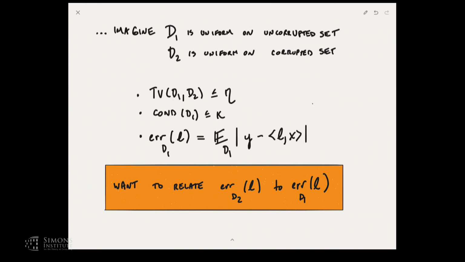Okay, so I want to prove this to you. As I said, think of D1 as uniform on the uncorrupted set, and D2 as uniform on the corrupted set. We have our bound on the total variation distance. And now I'm going to change the game on you a little bit. Instead of square loss, I'm going to look at absolute loss. I'm going to prove the lemma for you for absolute loss because the proof is even easier than for square loss. And when I do this, I also need a bound on the condition number of D1. That's kappa, the condition number of the true covariance matrix for D1. For square loss, I don't need this bound kappa, but for absolute loss, you do need it. But I wanted to prove it to you for absolute loss. Okay, and so remember, I want to just relate the error of D2 of L to the error of D1 of L.